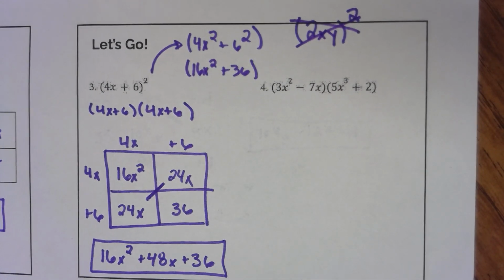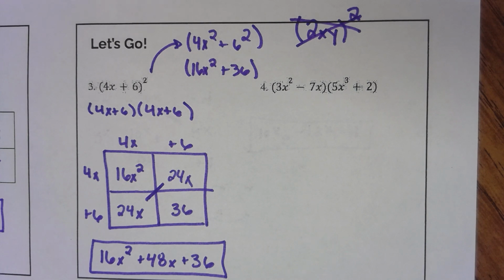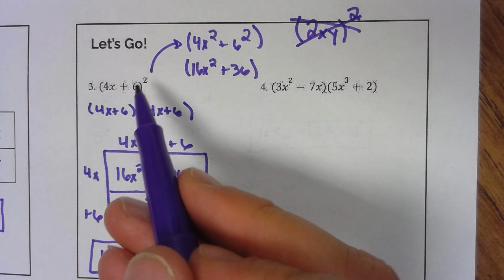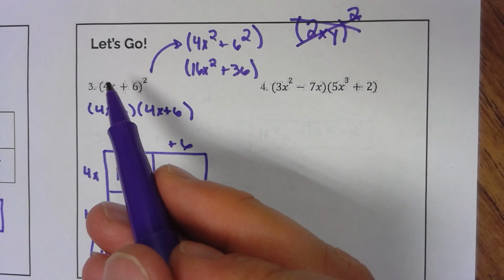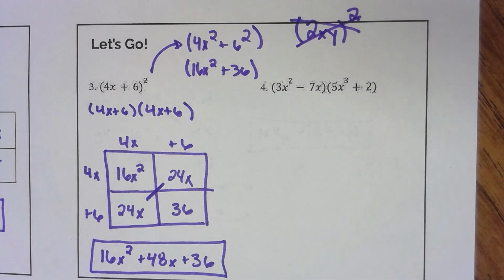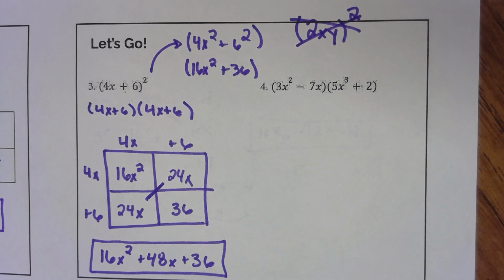Again, when you're confused about it, just think about what it means to square something. And a lot of you would say it means to multiply it by itself. That's why I write that out as 4x plus 6 times 4x plus 6. So this is the simplified expression here.